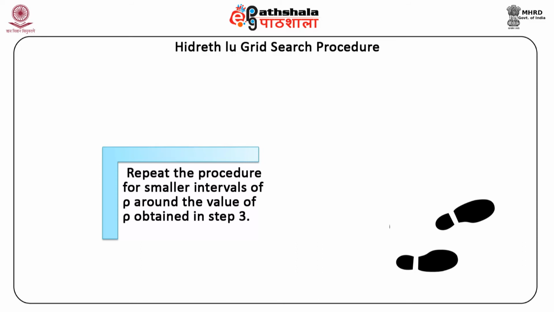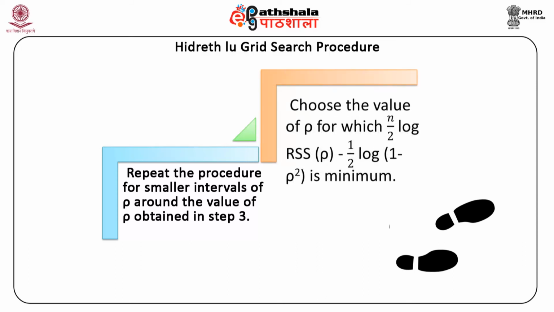Step 5. Choose the value of rho for which n by 2 log RSS as a function of rho minus half log 1 minus rho square is minimum. It may be pointed out though that the FGLS estimators are not unbiased, but they are asymptotically more efficient than the OLS estimators of an AR1 model.